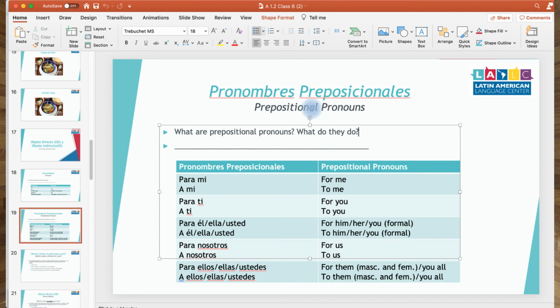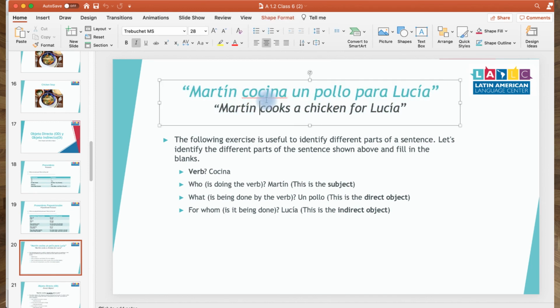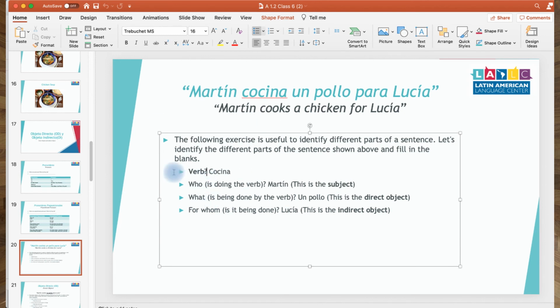So for example, you always have to ask these questions to yourself. Which is the verb, which is the most important in the sentence? Who does it? What about that verb? And for whom or to whom is the action being done? Good job. So now, the direct object, el objeto directo, is, for example, Martín cocina un pollo para Lucía.